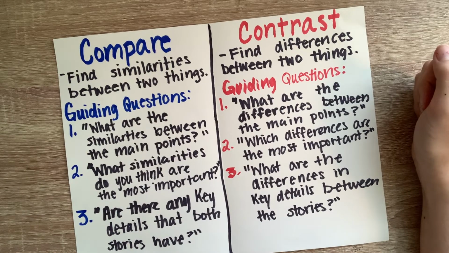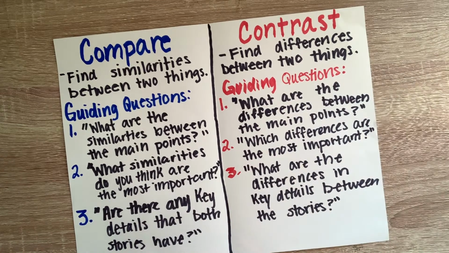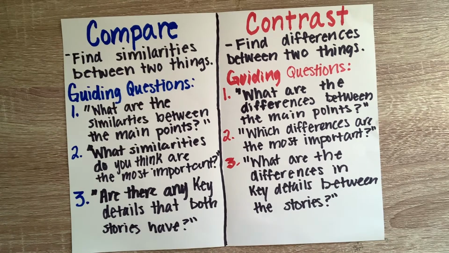Next, we are going to write down some questions that we'd ask when comparing and contrasting. When comparing two things, you'd want to answer the following guiding questions. Number 1, what are the similarities between the main points? Make sure you're writing these questions down in your notes as we will use them later. Our second question for comparing is, what similarities do you think are the most important? And our last question for comparing is, are there any key details that both stories have?